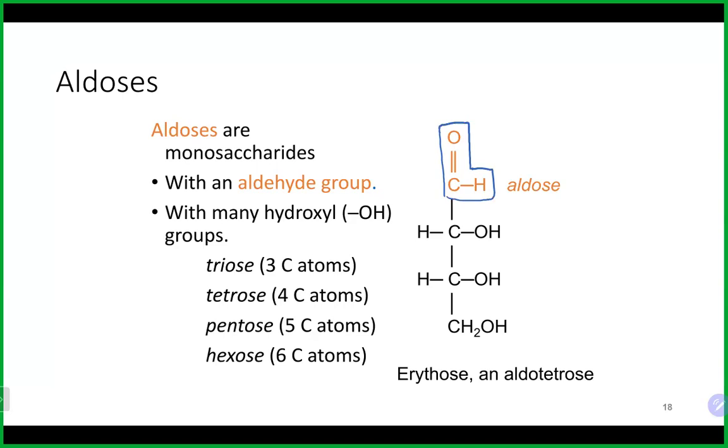It will also have a number of carbons, and we can classify our monosaccharides based on how many carbons there are. If there are 3 carbons, it's a triose. If there are 4 carbons, it's a tetrose, like tetra. 5 carbons is pentose, and 6 carbons is hexose. In this particular case, it has 1, 2, 3, and 4 carbons. So this would be an aldose, and also a tetrose because it has 4 carbons.